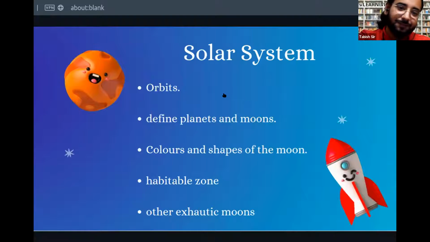So the third lecture, we're essentially going to deal with the solar system. We're going to go scale by scale. First, we're going to talk about the solar system, then we're going to talk about galaxies, and then we're going to go up another scale and talk about the universe as a whole.